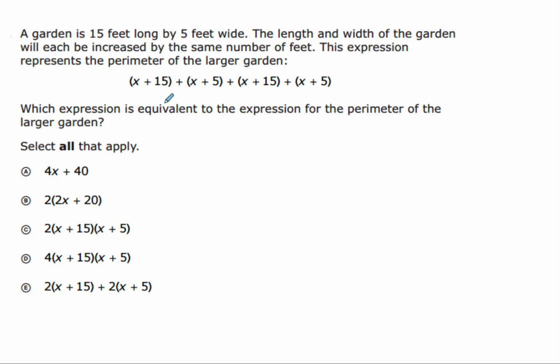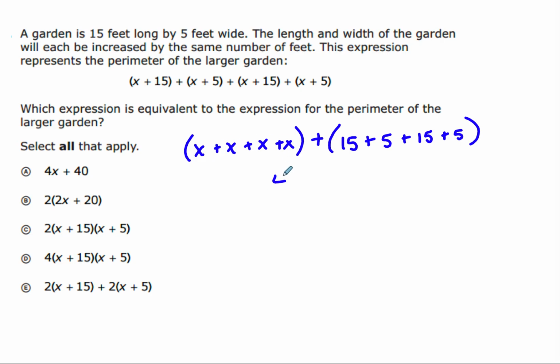Okay, let's go ahead and combine some like terms and see what we get. So if I do my like terms here, I have x, x, x, x. So I have 1, 2, 3, 4 x's that are all like terms. And then I have 15, 5, 15, and 5. 15 plus 5 plus 15 plus 5. Okay, so here I have 4x plus 15 and 5 is 20 plus another 20 is 40. So my simplified expression is 4x plus 40.